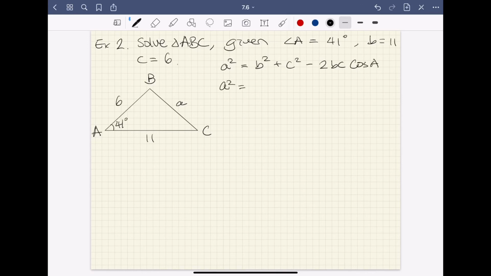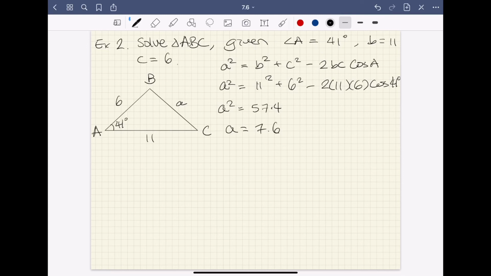And so a squared is equal to 11 squared plus 6 squared minus 2 times 11 times 6 cos A. A is 41 degrees. So a squared is 57.4, and a is equal to 7.6. a is a side of a triangle, so it won't be negative. Let's just account for the positive answer.